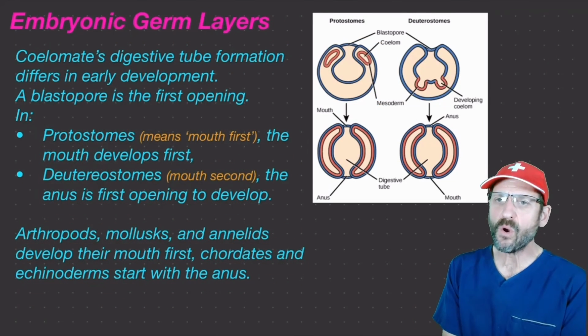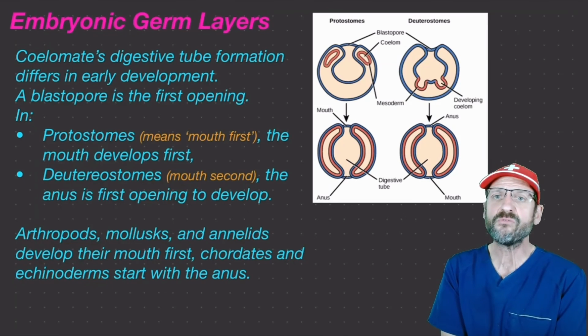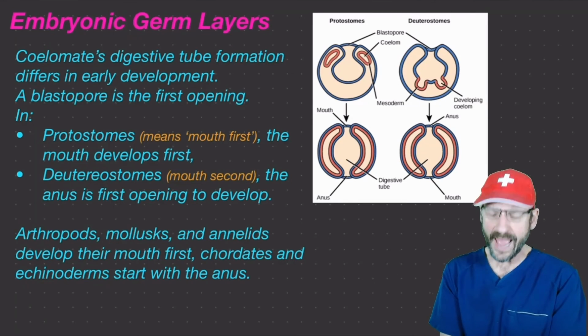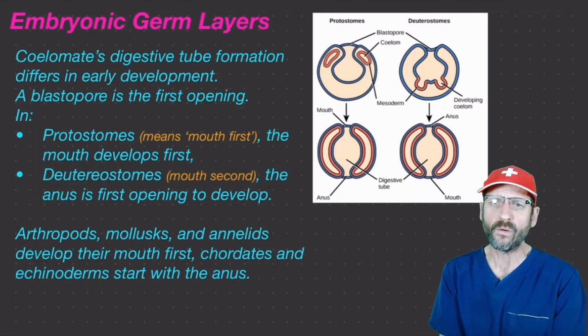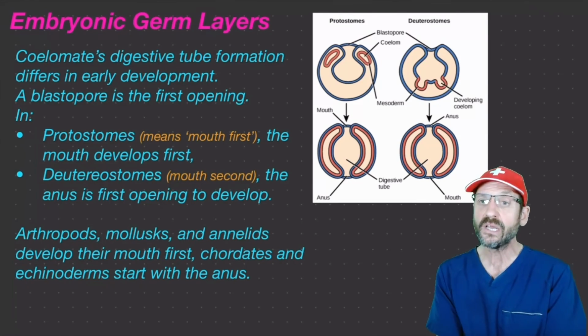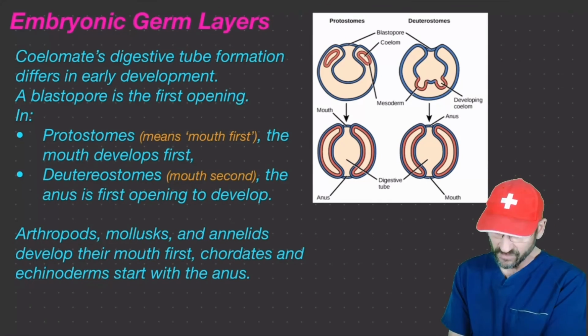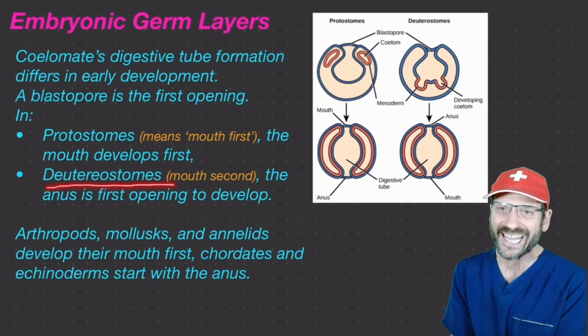So let's talk a little bit more about the coelomates, because they differ depending on the organism in the formation of the digestive tube in early development. In early development, we have a blastopore, and that's the first opening into the digestive tube. Depending on whether that opening first becomes a mouth, the front end, or the rear end, the anus, we call them different things. The protostomes are the ones who have the mouth developed first, and they are evolutionarily older. And then the deuterostomes are when the mouth develops second.